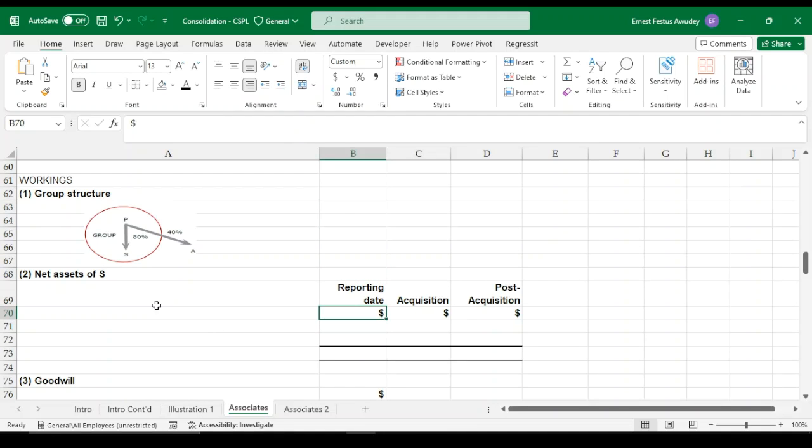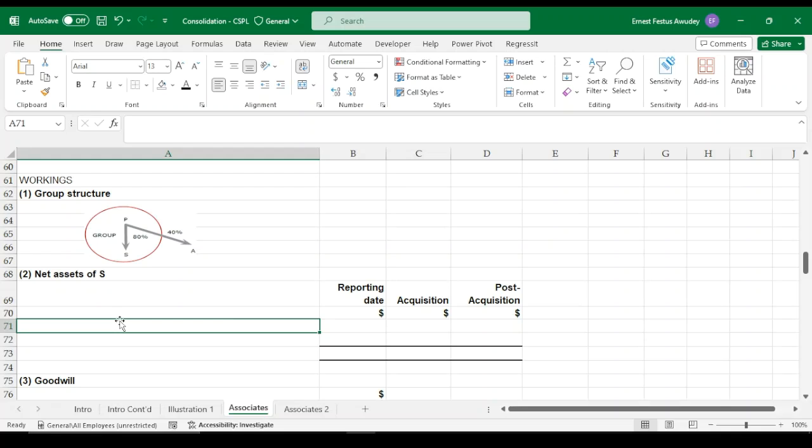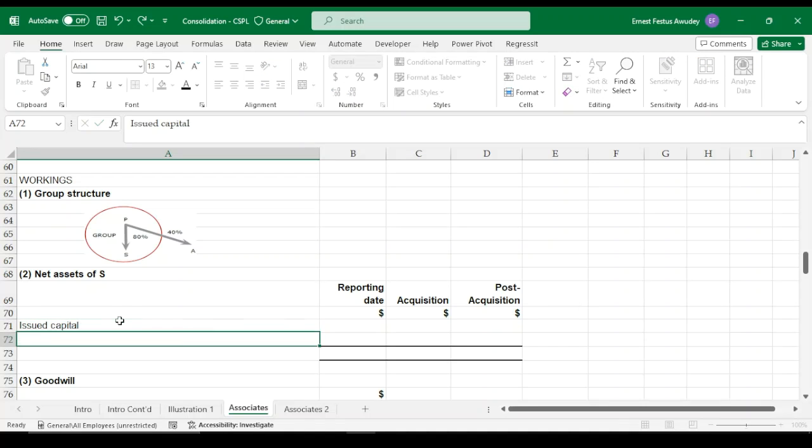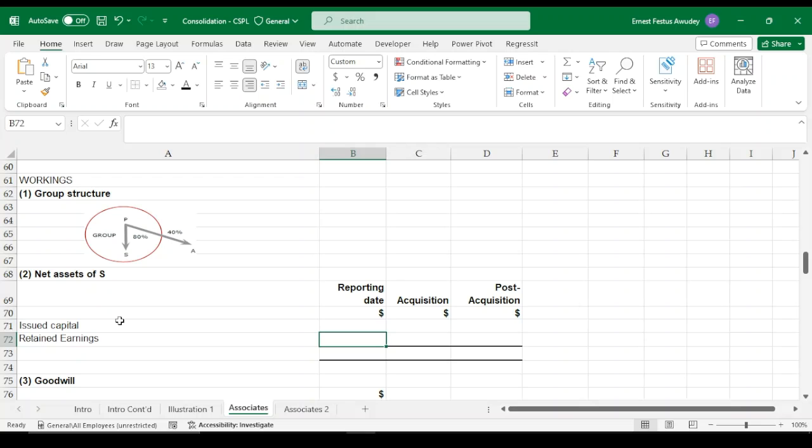Now let's come to our workings 2, which is the net assets of the subsidiary, or the subsidiaries if there are more than one. All right, so for the net assets of the subsidiary, we are considering the net assets, which are, in this scenario, issued capital and then retained earnings. So what is our issued capital?